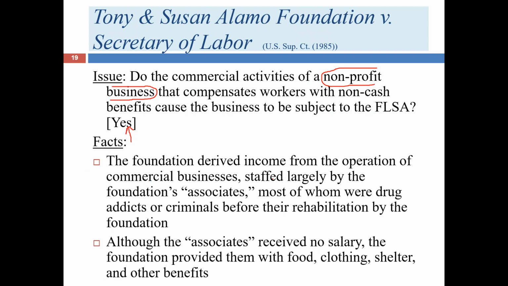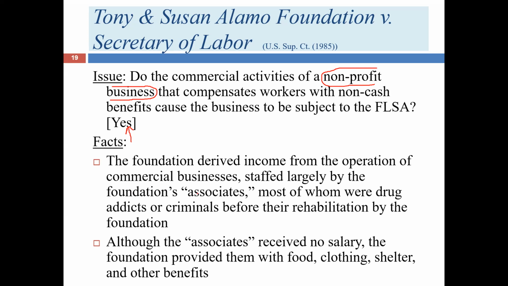So, this foundation derived income from running various normal commercial businesses, just normal businesses, but in theory, this was a nonprofit running these businesses. And these commercial businesses that it ran staffed them with people they called associates. They weren't employees, they were associates.